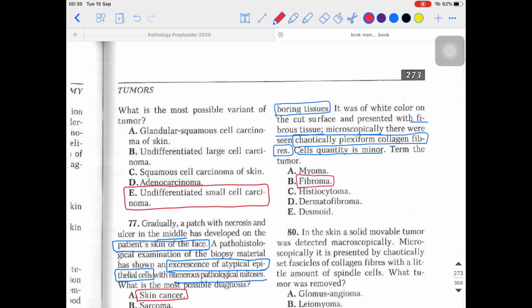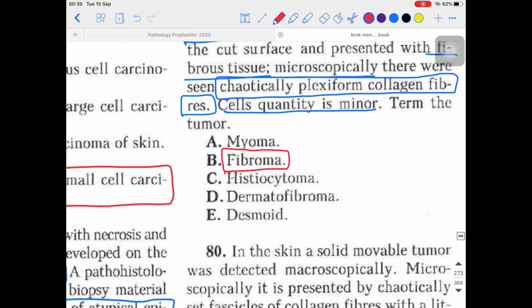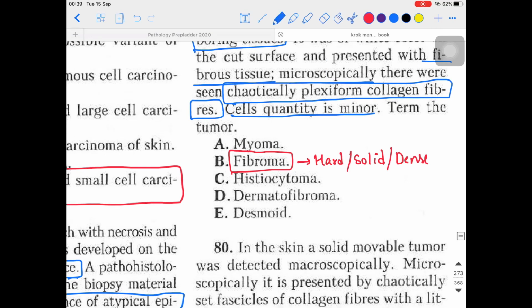However, if the option is like this, is it hard fibroma or soft fibroma, then your answer will be hard fibroma, or you might write it as solid fibroma, or dense fibroma. Why am I saying so? Because look, they clearly mentioned that cell quantity is minor. I said that in the soft one, there will be a great amount of stroma cells, fibroblasts or fibrocytes. Here the cell quantity is minor, which clearly indicates that it can't be the soft fibroma.